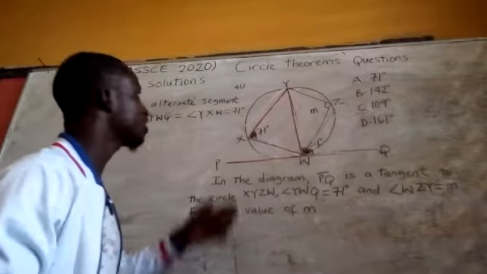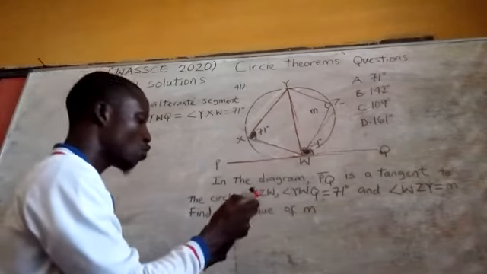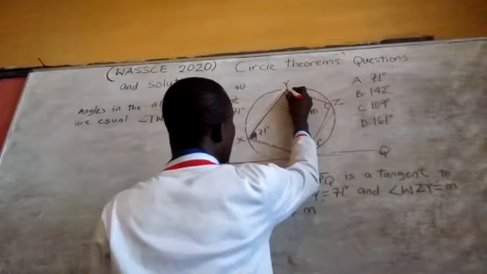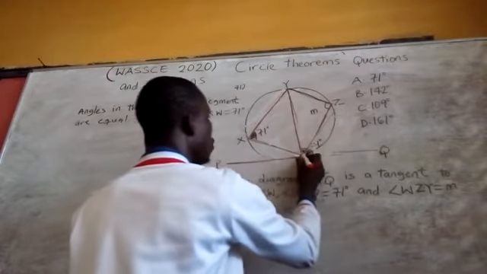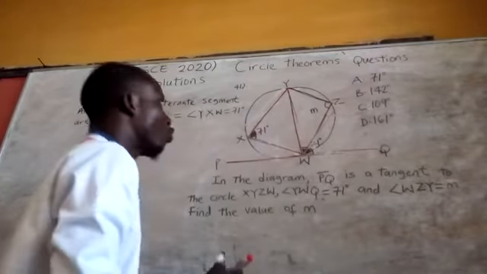And we can also identify a cyclic quadrilateral. So we have a cyclic quadrilateral here. So opposite angles in the cyclic quadrilateral add up to 180.